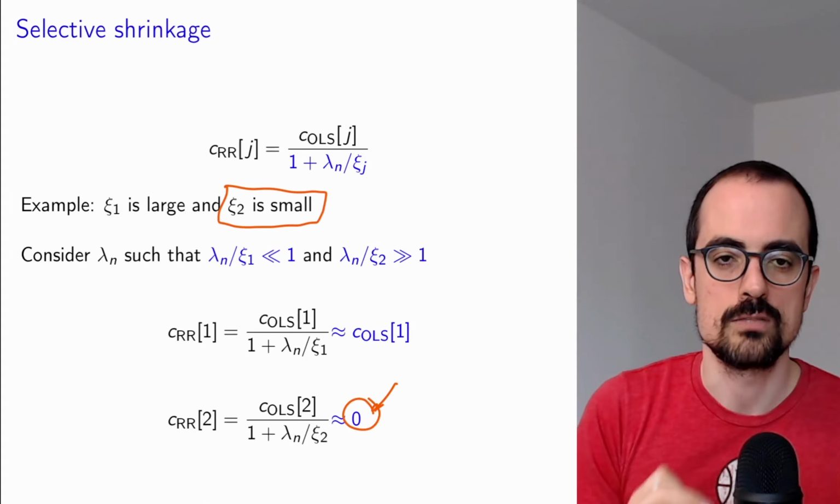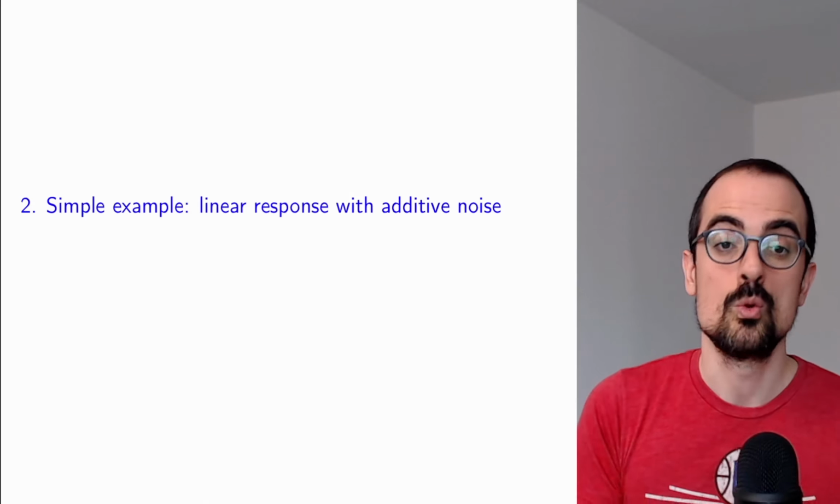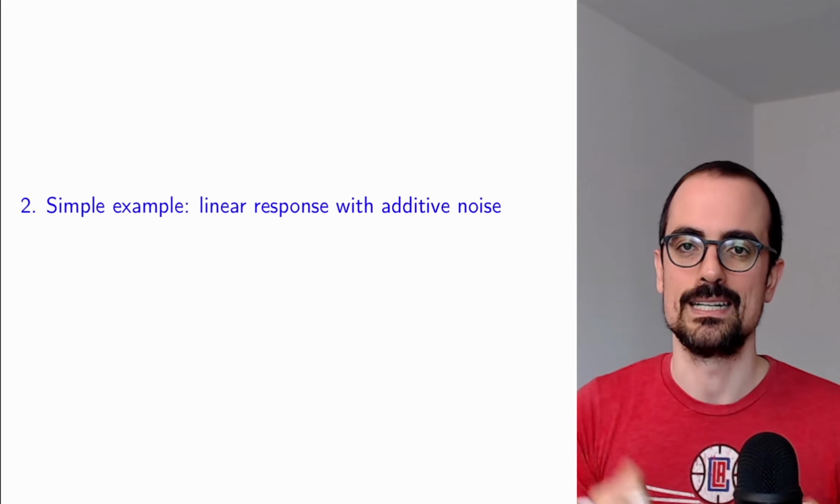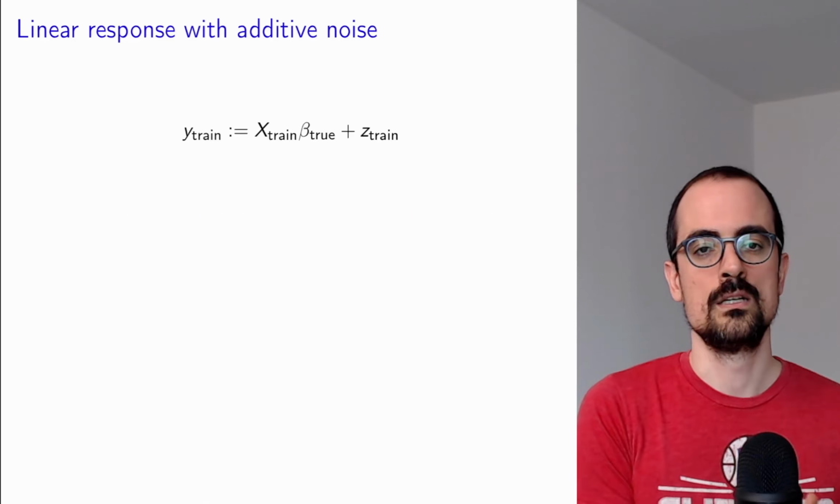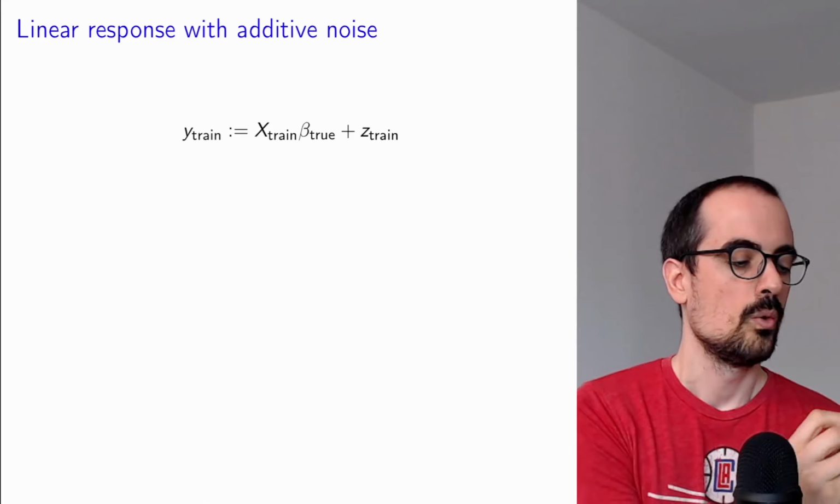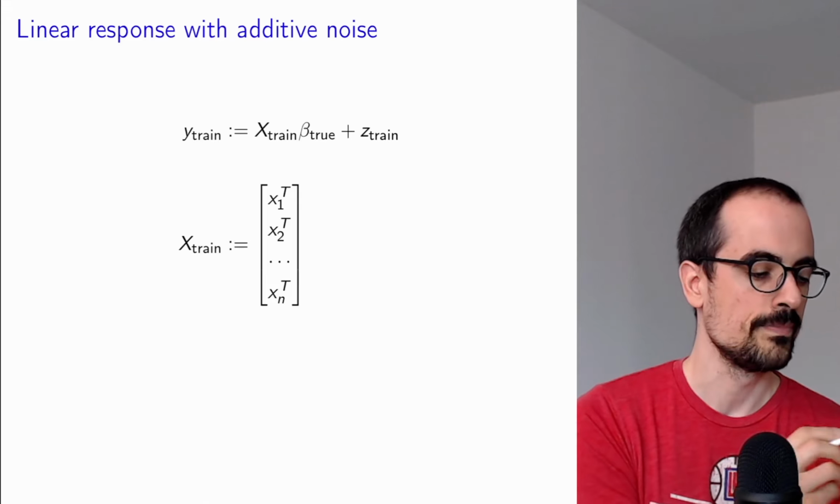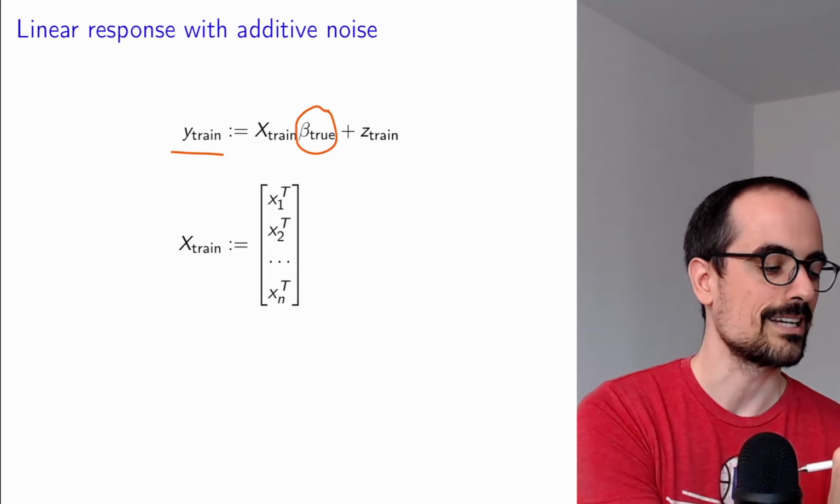To make this much, much more precise, we're going to take a look at a simple example where we know that the response is linear, but there is additive noise that can get amplified if what I just said happens. So we're going to look at this example where we have a fixed design matrix and a fixed noise vector, and there are these true coefficients so that the response is actually linear.